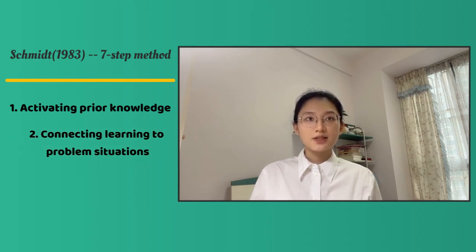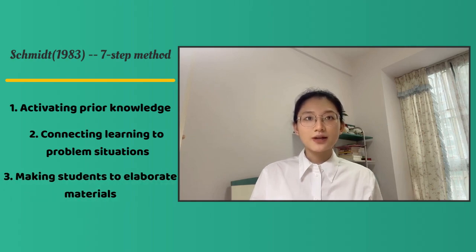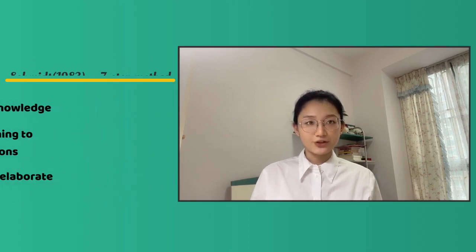Various specific ways for implementing PBL exist. Schmidt presented the 7 steps method of PBL in 1983. The specific aims of this method are to foster learning by activating the prior knowledge of students about the topics to learn, connecting the learning to specific problem situations that might occur in practice, and making the students elaborate the material that they have learned.